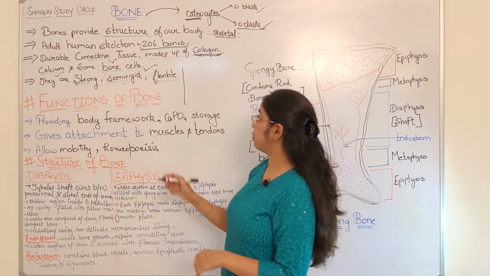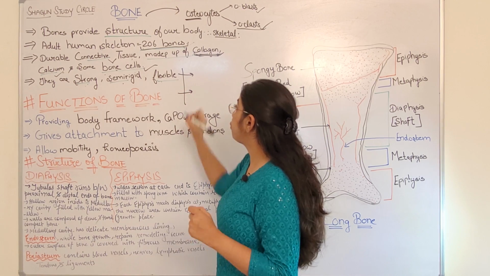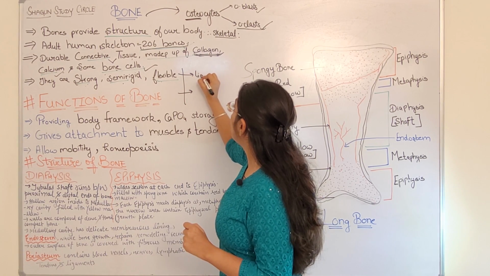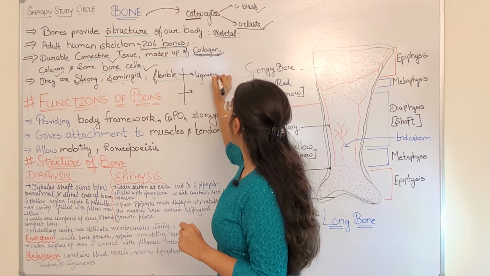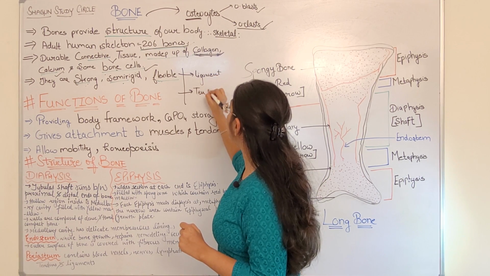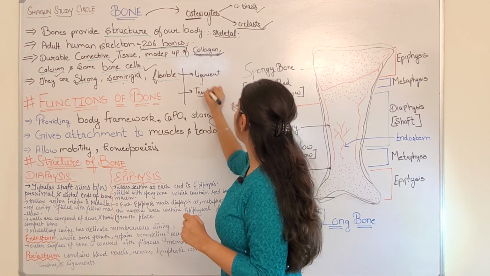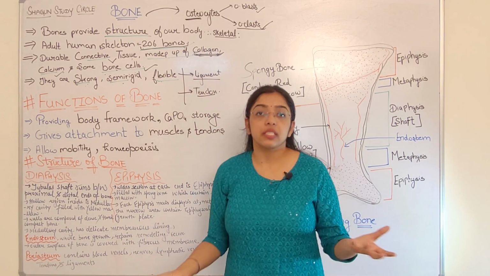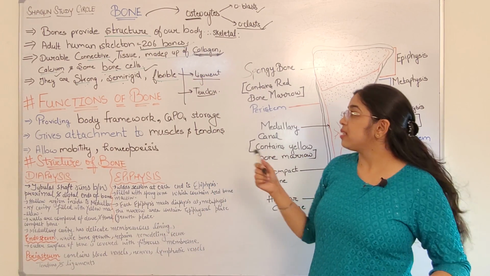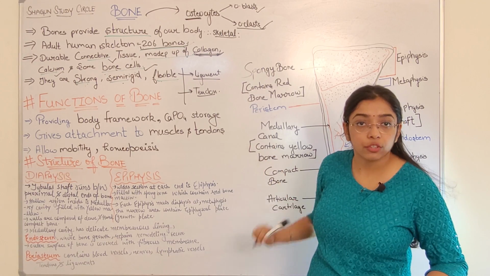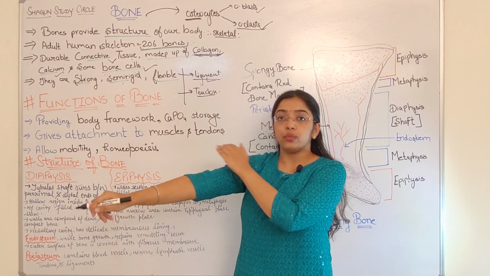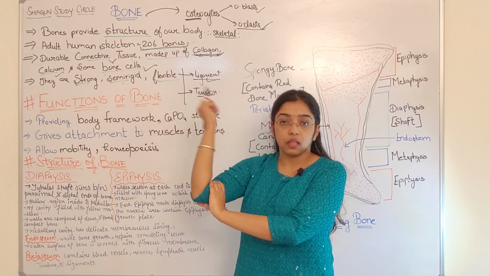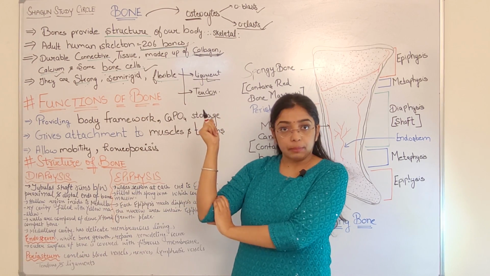Let us go through this first. In connective tissue we studied two things: one was ligament and the other was tendon. This will make things easier for you. We studied ligament and tendon in connective tissue. So what's the difference between ligament and tendon? Ligament: the bone to bone connection, the joint, is due to the presence of ligament.